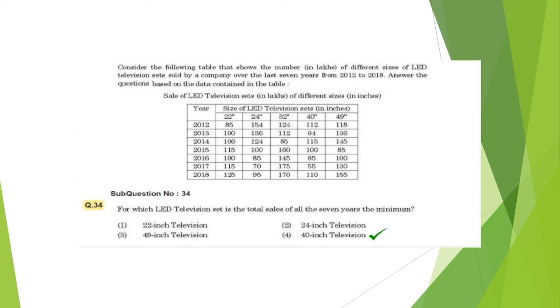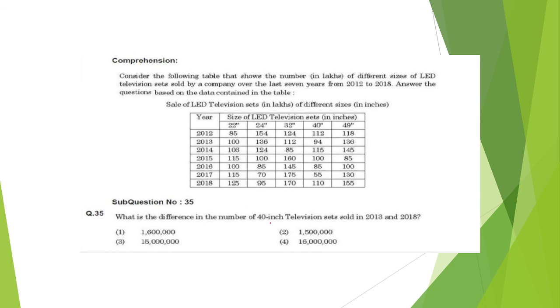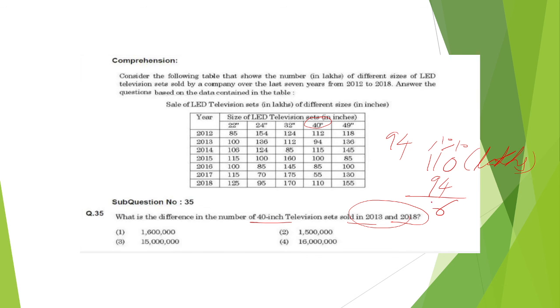What is the difference in the number of 40-inch television sets sold in 2013 and 2018? We have to find the difference. 40 inch, 2013 how much? 94. 2018 how much? 110. These are lakhs. We have to find 10 minus 4, 6. Again 11 minus 9, 2. What is the answer here? 16 lakhs. Okay.